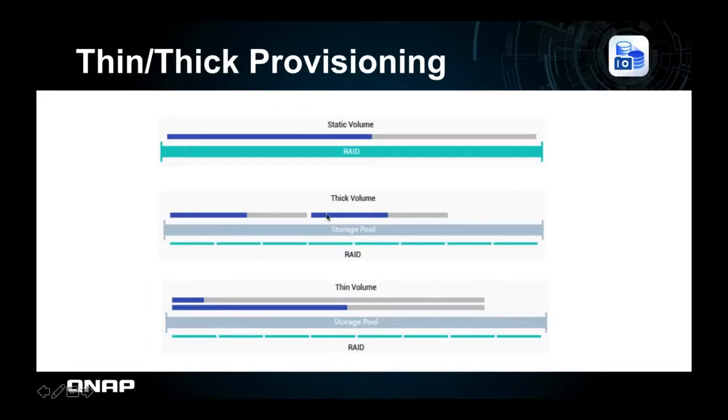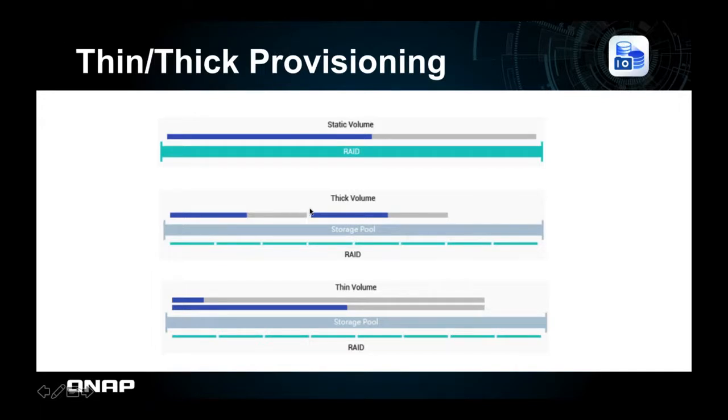So here are pictures to represent static, thick, and thin. For static, you have your RAID group, and your RAID group is your volume. So it's just very simple. Your RAID group is your volume. But for thick provisioning, on top of a RAID group, you have a storage pool, and on top of a storage pool, you can make multiple thick volumes or LUNs.